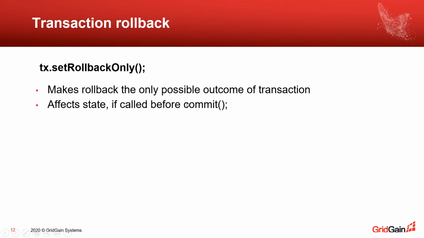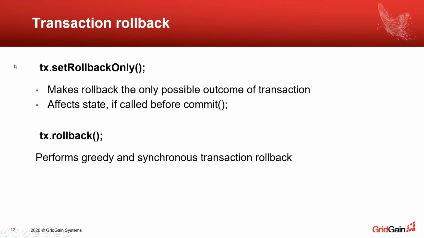If it's called after the commit, so commit has already started, this method will not change the state of the transaction. Another way to roll back the transaction is calling the rollback method. It has different semantics. It's much more greedy because it performs greedy and synchronous transaction rollback. This method blocks until the transaction is rolled back, and rollback is started immediately. Well, let's proceed.